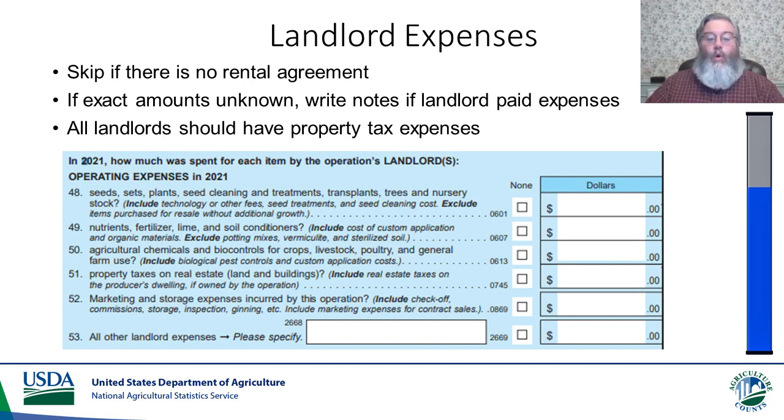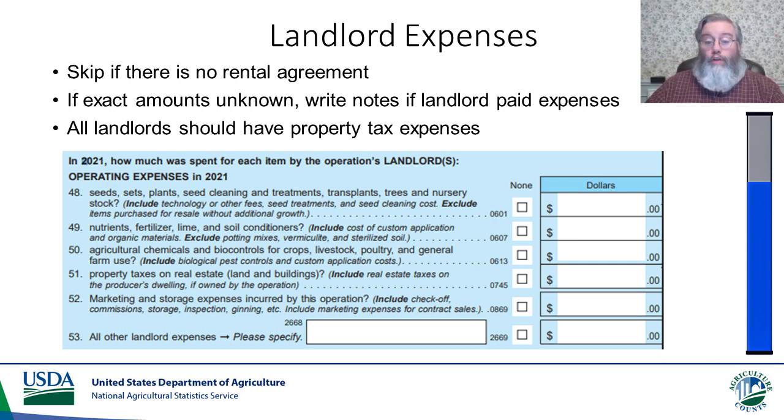The last 6 questions focus on expenses that might be paid by landlords as part of a rental agreement. If the primary producer is not renting any land, then these questions can be skipped. Some landlord expenses may be difficult for the operator to know, but approximations or even just knowing that the landlord paid certain expenses would be helpful to know. For example, all landlords should have property tax expenses. If the property taxes are paid for by the producer as part of the rental agreement, though, please write a note to explain the situation.